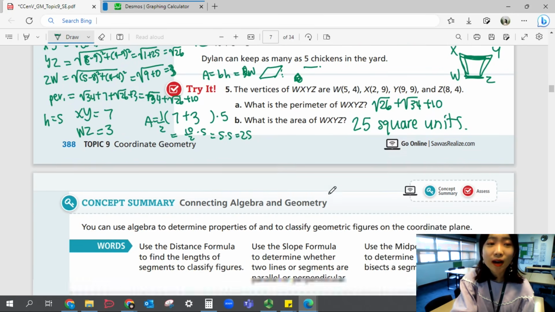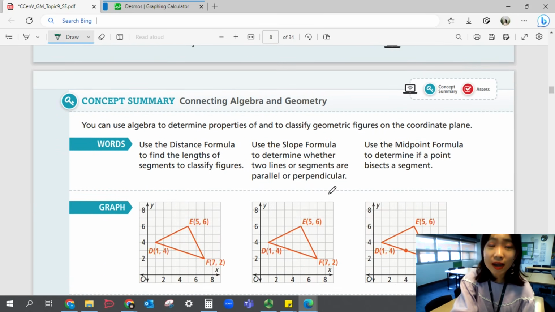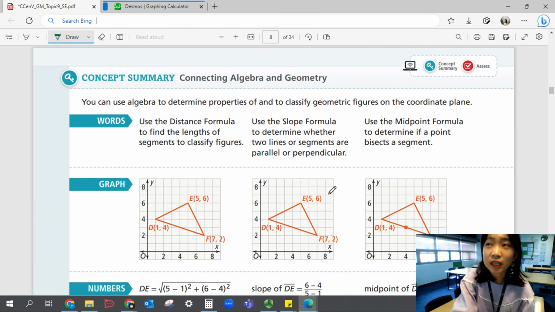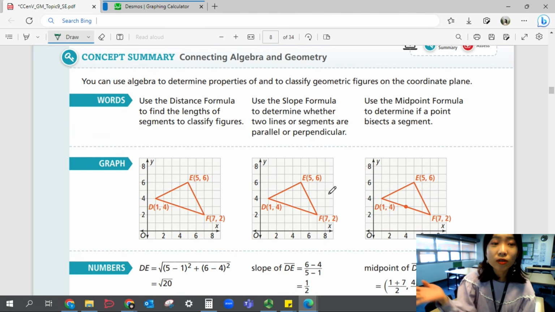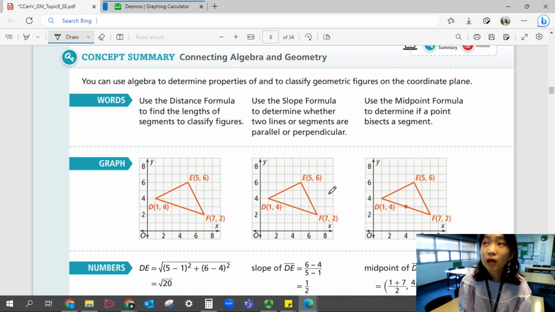So let's summarize our lesson, connecting algebra and geometry. This is where the connection happens. You can use algebra to determine properties and to classify geometric figures on the coordinate plane. You can use the distance formula to find the lengths of segments and classify figures. You can use the slope formula to determine whether two lines or segments are parallel or perpendicular. You can use the midpoint formula to determine if a point bisects a segment.